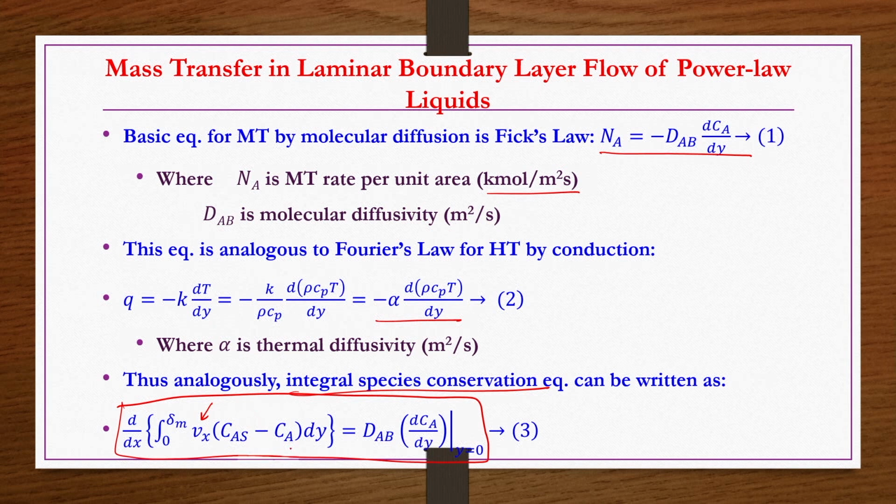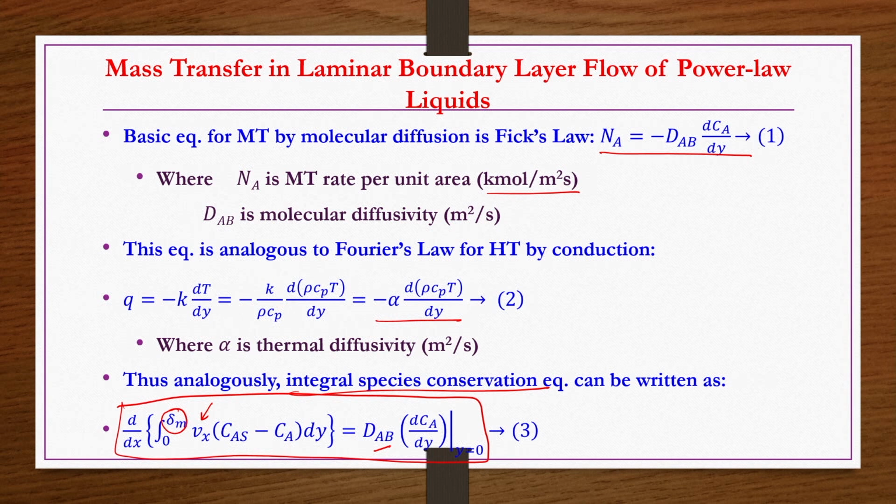We are writing CAS minus CA by dy, and then in place of delta T we are writing delta M, that is the concentration boundary layer thickness delta M. And on the right side, in place of alpha we are writing DAB, and in place of dT by dy we are writing dCA by dy, because here rho Cp would also be there, but that rho Cp is there on the left hand side also. So, that has been cancelled out, that is it.